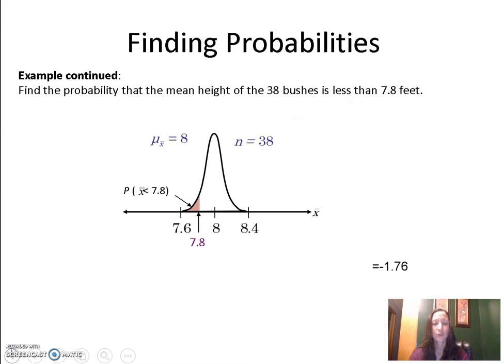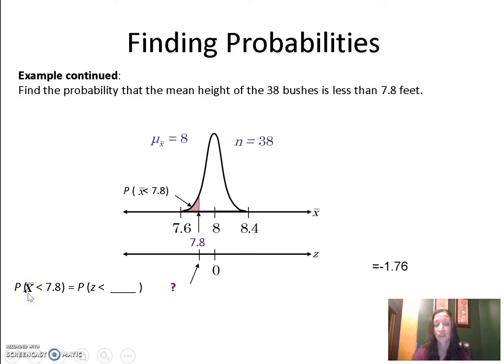So in order to find the probability that x bar is less than 7.8 feet, we need to standardize that value, or turn it into terms of the z distribution, which is the standard normal distribution. So we have this question, the probability that X bar, the average of all 38 bushes, is less than 7.8 feet, and we want to standardize that or transform it into a probability of Z statement.